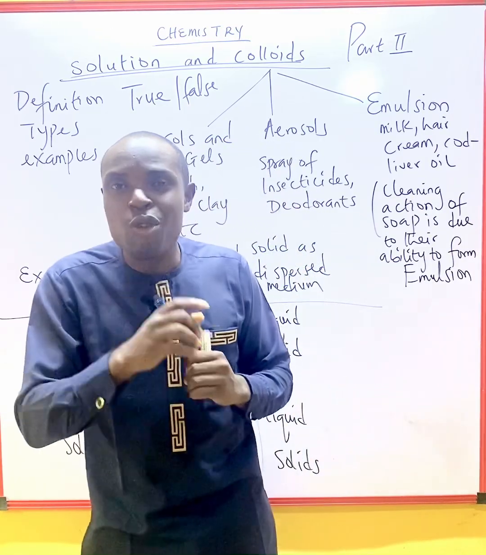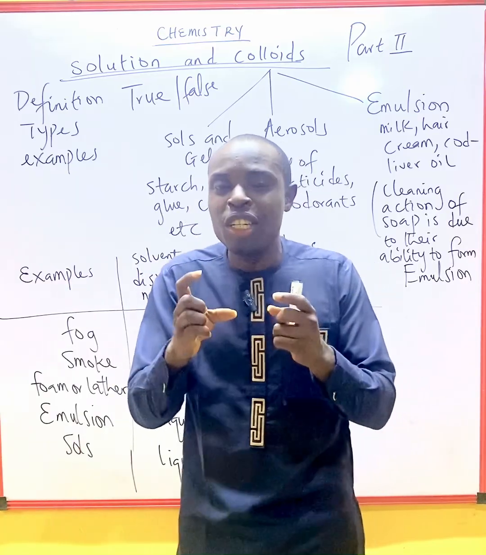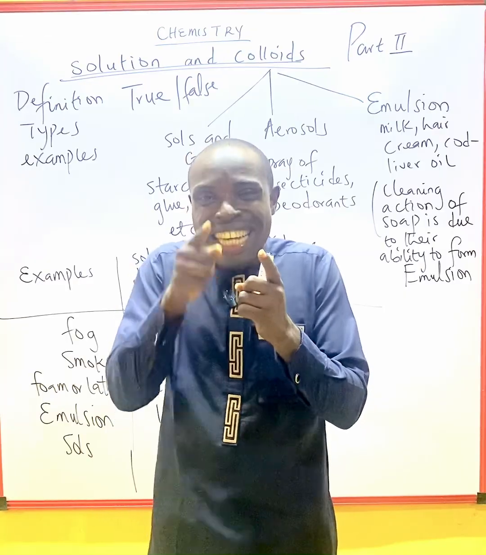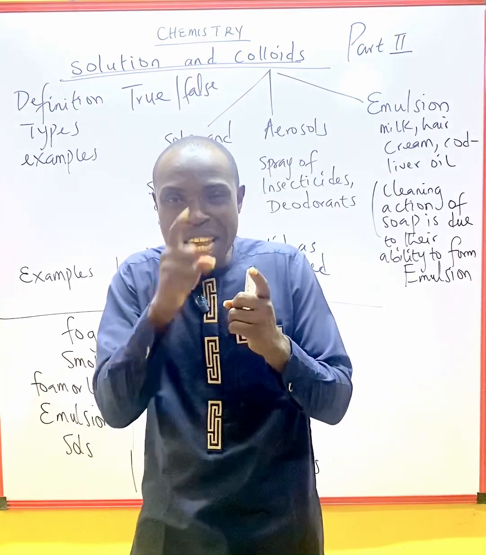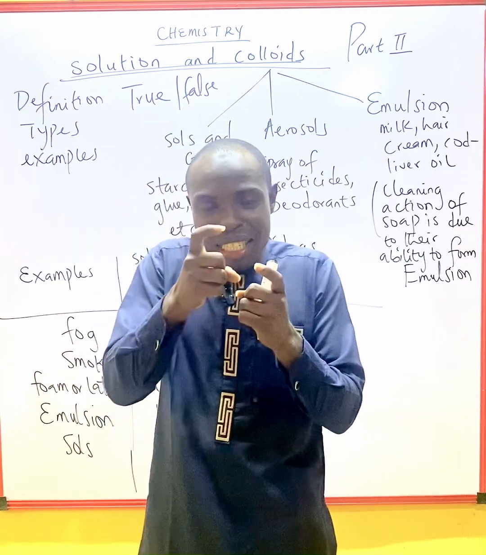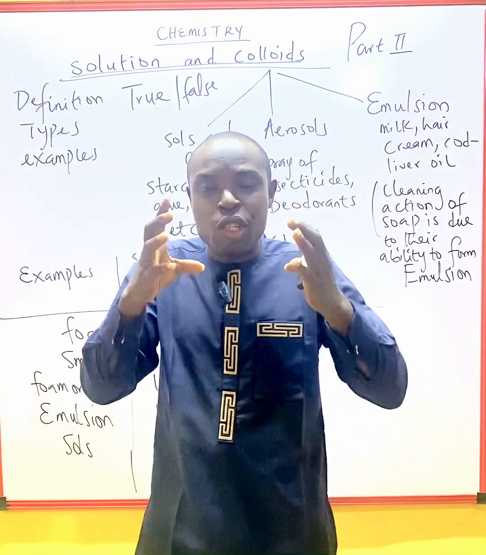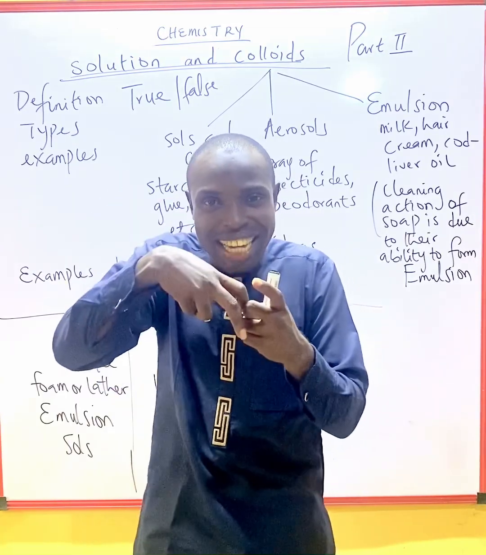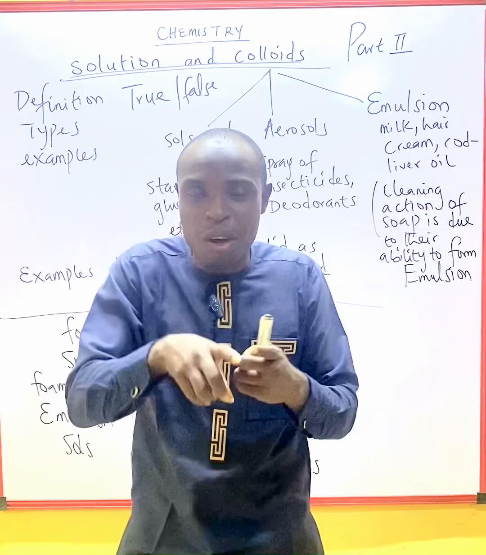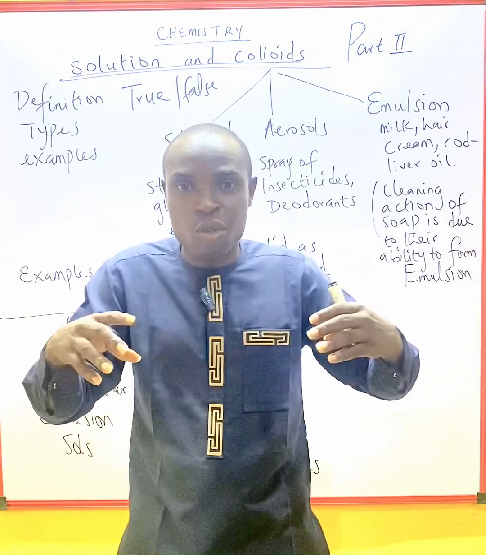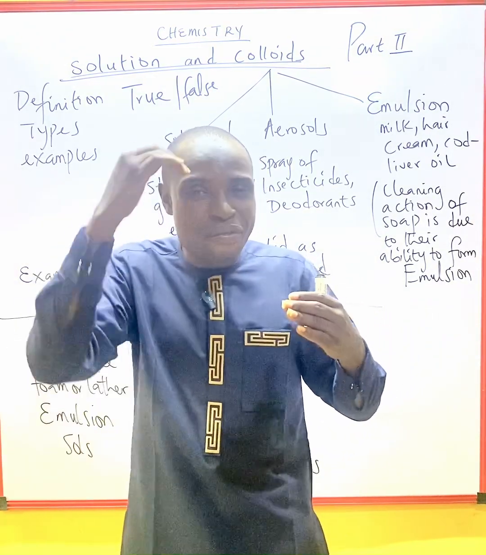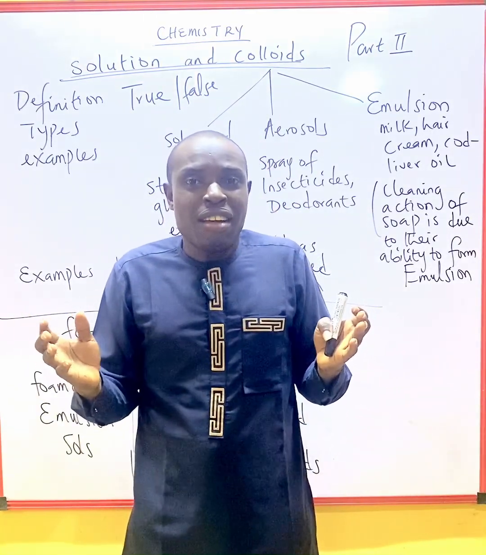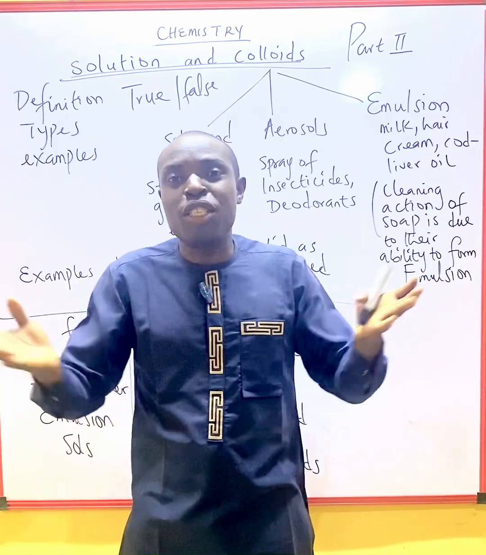Simple. A true solution is a solution in which the solute particle is able to get in between the solvent. These particles are so small that they are able to be lodged inside the solvent, so that you cannot see the particles because they are very, very small. An example, of course, is copper II sulfate dissolved in water.